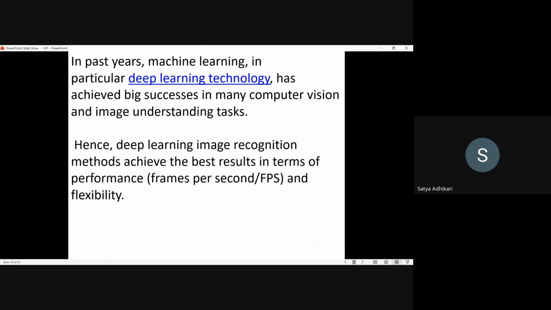So machine learning, in particular deep learning technology, has achieved big success in many computer vision and image understanding tasks. Deep learning image recognition methods achieve the best results in terms of performance, that is frames per second, or FPS for short, and flexibility. So basically, recognizing the object in an image is known as image recognition.